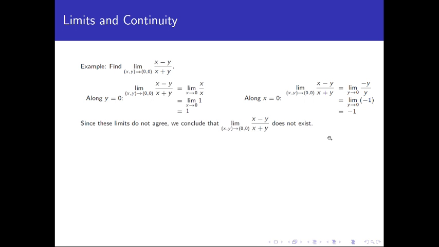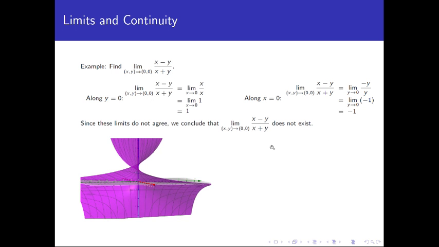Notice if these limits don't agree, and just like in Calc 1, if they don't agree, the limit does not exist. What does that look like graphically in a function of two variables? Okay, so this red line here is representing the x-axis, so y equals 0. Notice on the graph here, if I look at the points on the surface right above the x-axis, I've got points that are right there at 1. That's what that curve right there on the screen is.